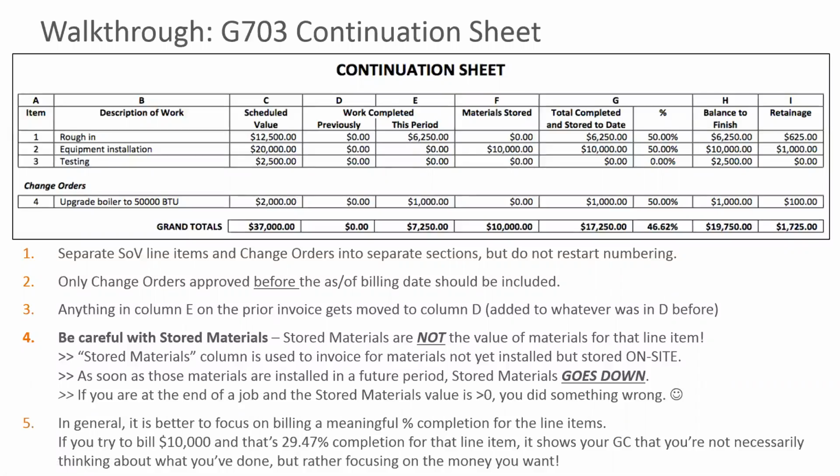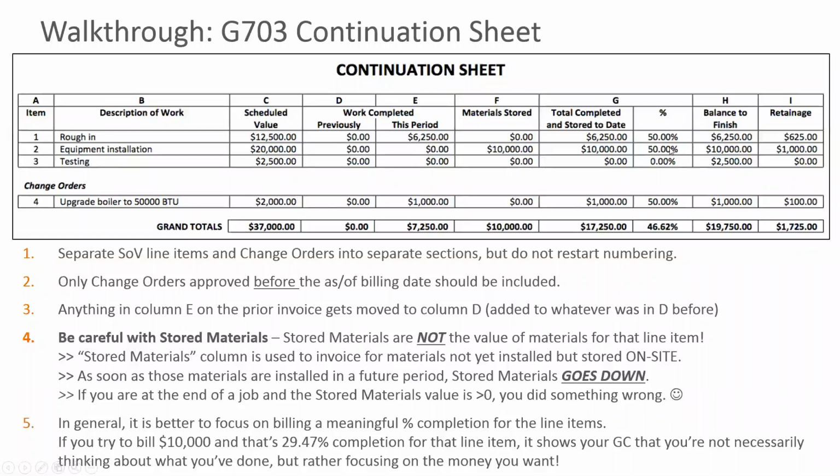Okay, so last little tip. Sometimes we come across contractors who sort of wake up in the morning and say, I want to get $20,000 for this line item today, and maybe the line item value is $24,327. Who knows? But what that does is that it gives them a very funny % completion.